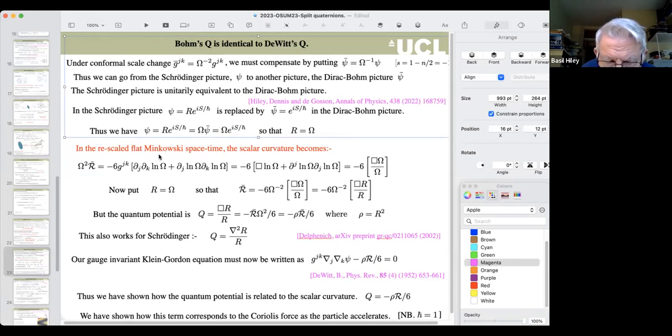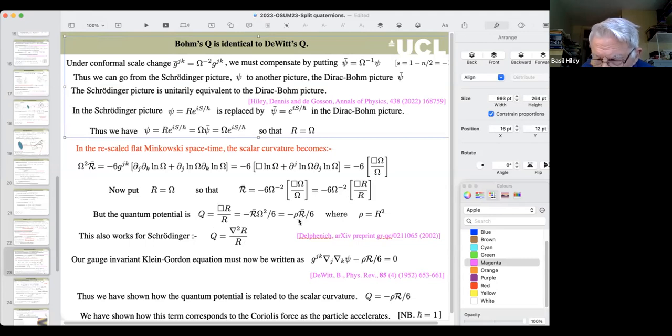And then when we go through the rescaled flat Minkowski space-time, the curvature tensor becomes all this, just pure mathematics, just plugging in. If we now put in omega equals R, we get this expression here. But we know the relativistic quantum potential is this. In the non-relativistic limit, it goes to there. In the relativistic limit, it's the D'Alembertian of R over R. Put that in there, and there you go.